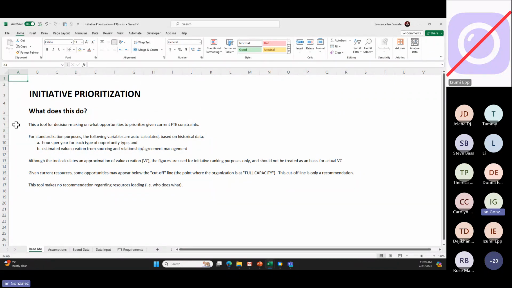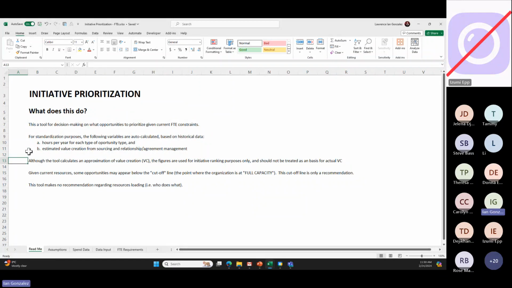What does this do? This is a tool for decision making on what opportunity to prioritize given current FTE constraints. For standardization purposes, the following variables are auto-calculated based on historical data: the hours per year for each type of opportunity, opportunity type, and the estimated value creation from sourcing and relationship agreement management. That's already auto-calculated. Okay.